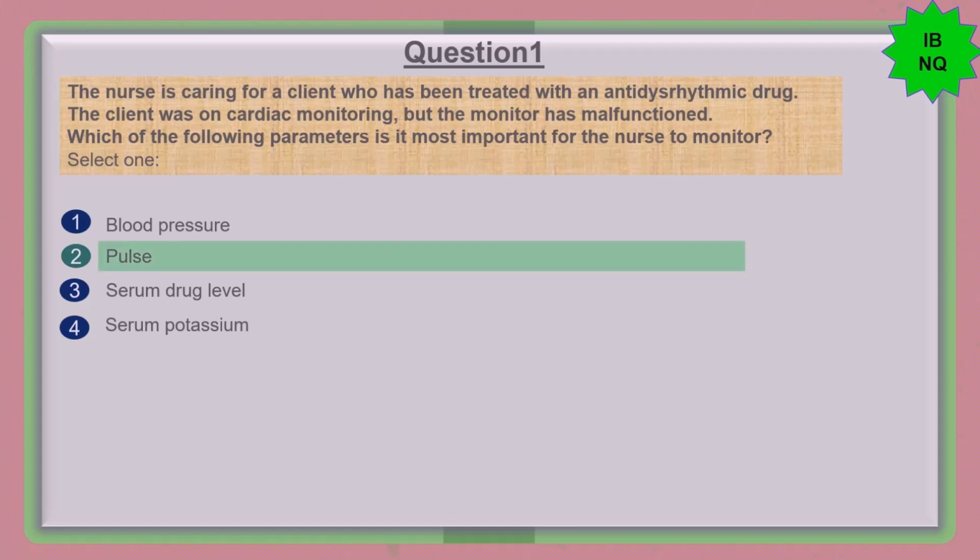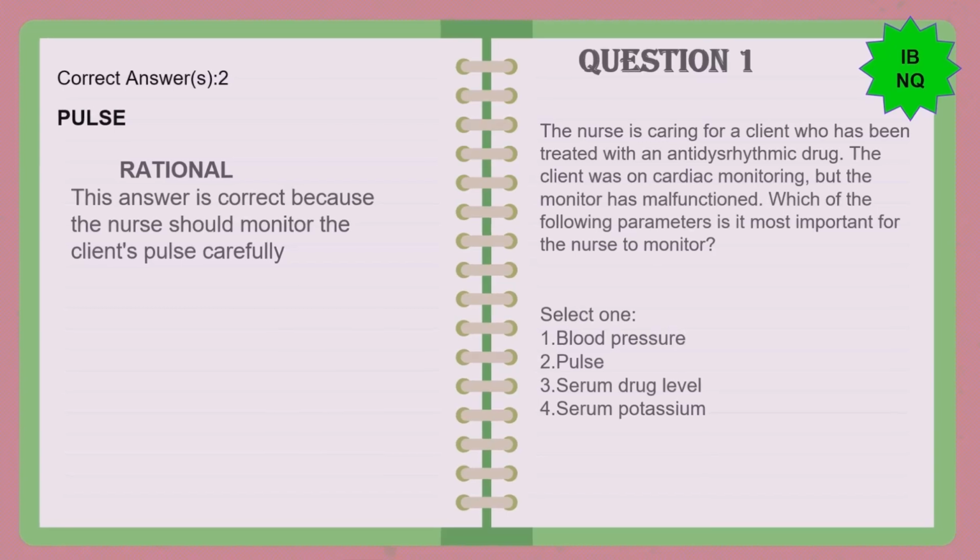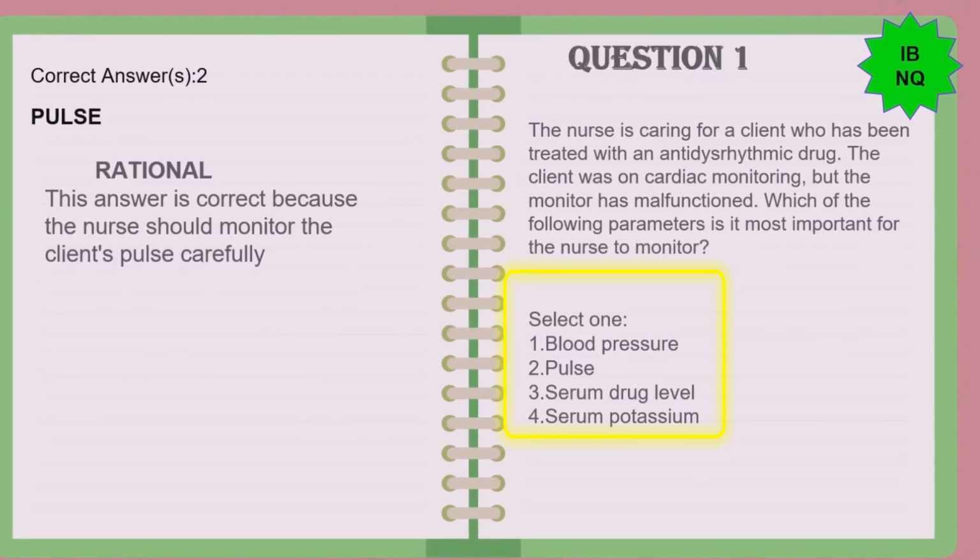The correct answer is pulse. This answer is correct because the nurse should monitor the client's pulse carefully until they are able to obtain an ECG or place the client on continuous cardiac monitoring. This is the most important parameter as it gives the most information regarding the client's condition. Here's why the other options aren't as critical in this situation.